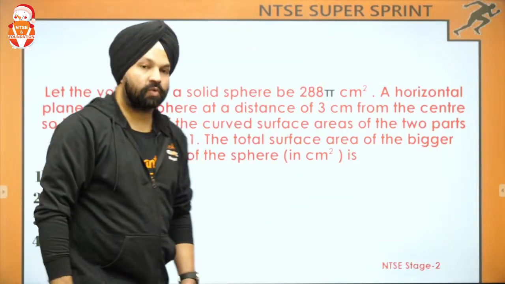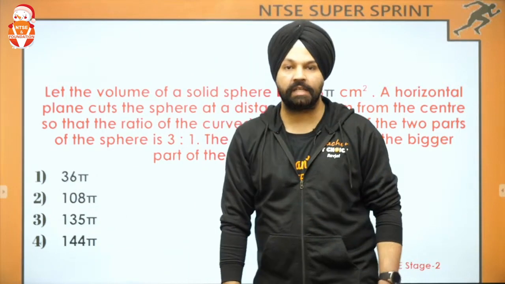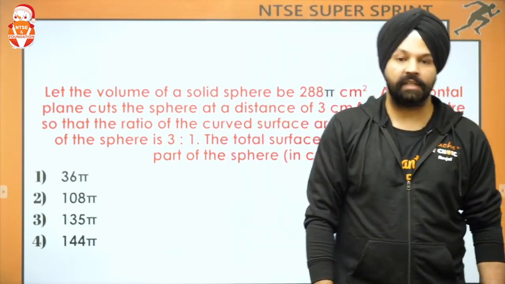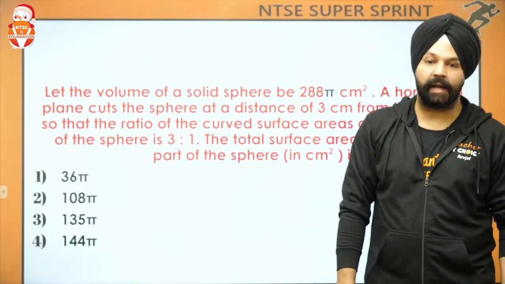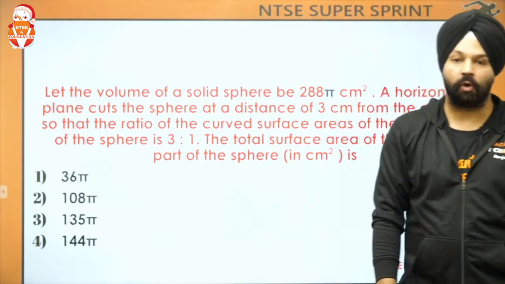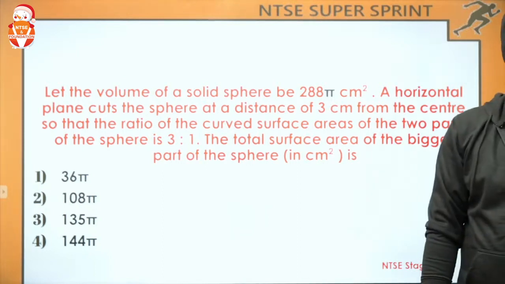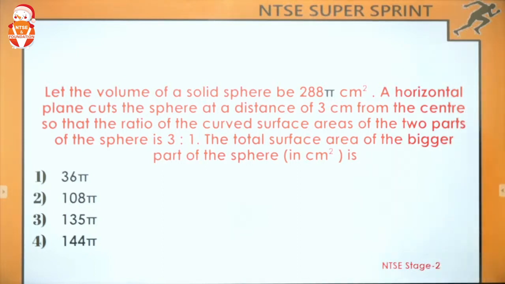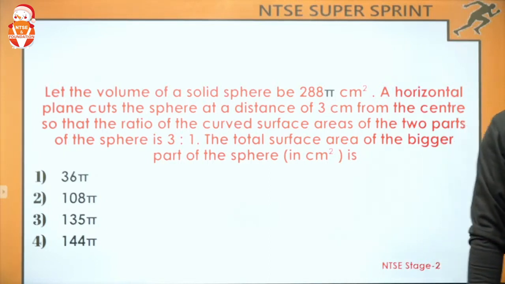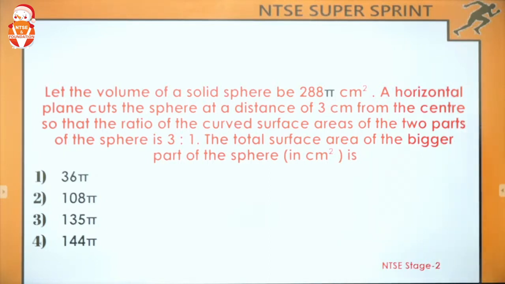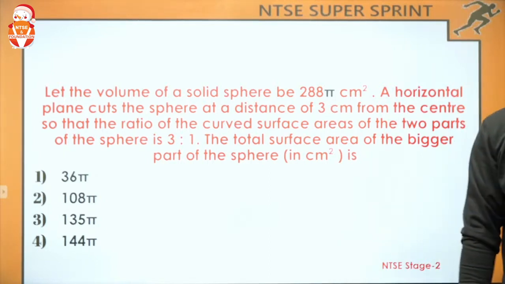Okay, now the next question is from geometry, one of my favorite areas. So the question says, let the volume of a solid be 288 pi centimeter cube. The volume of a solid. Okay, you read it once. I'm going out of the frame. He says a horizontal plane cuts the sphere at a distance of 3 centimeter from the center, so that the ratio of the curved surface areas of the two parts of the sphere is 3:1. The total surface area of the bigger part of the sphere in centimeter square is dash.